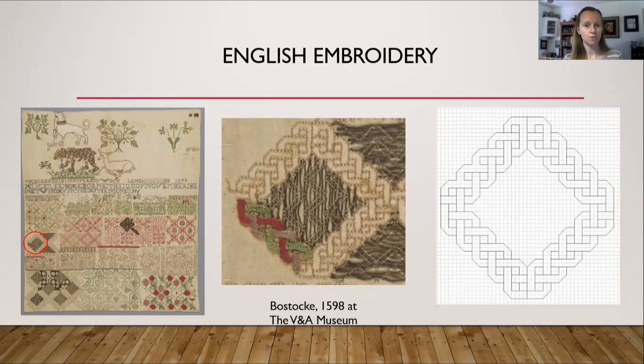It is Jane Bostock's sampler from 1598. It's at the V&A Museum, and this is the sampler on the left-hand side. And inside the red circle is the enhanced picture that I have in the middle, and then on the right-hand side is my interpretation of that pattern.